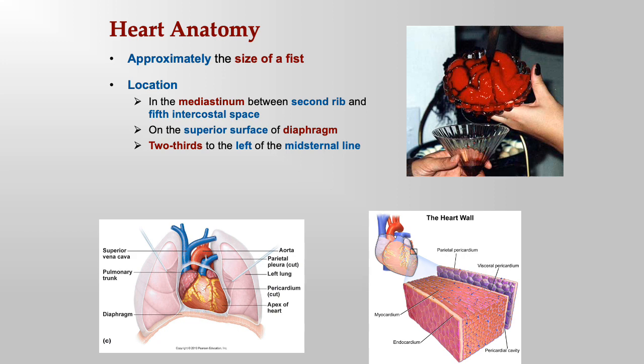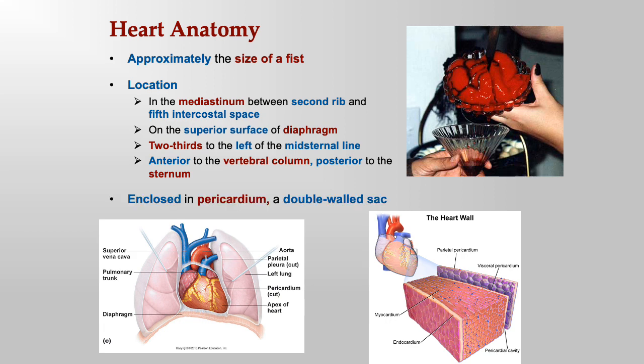So people say your heart's on your left. No, your heart is really right behind your sternum, but it's at an angle, so that about two-thirds of it is to the left and about one-third of it is to the right. Anterior to the vertebral column, posterior to the sternum. So notice it's protected on both sides. It's got nice bony protection. The sternum protects it from the anterior, and the vertebrae protect it from the back.